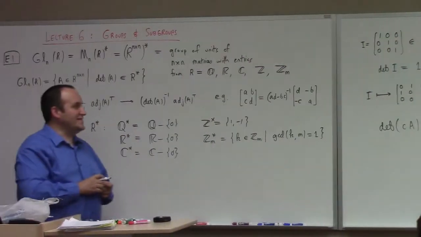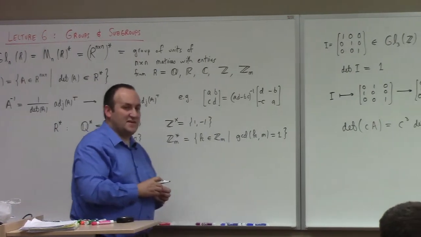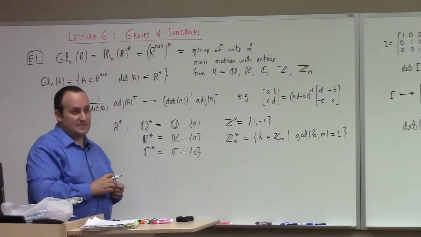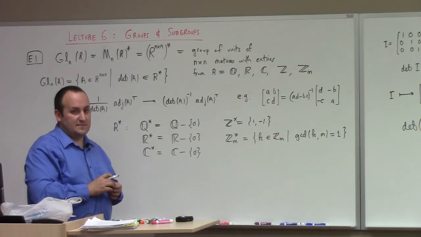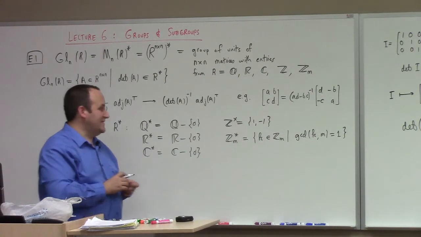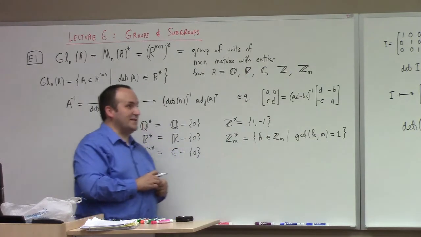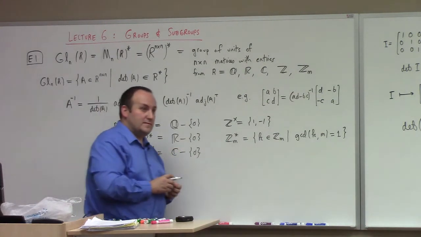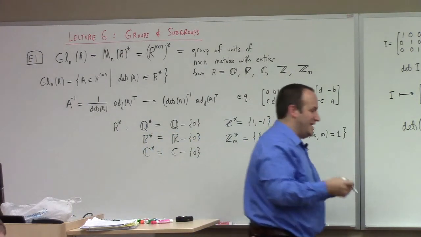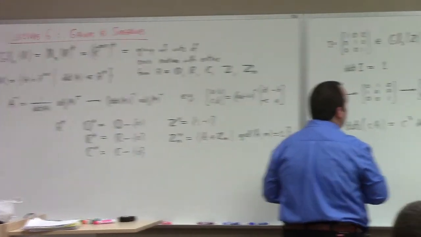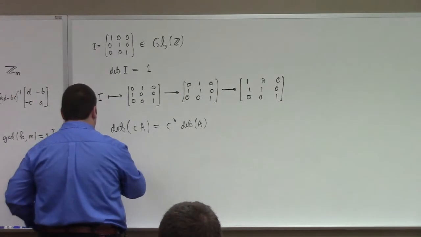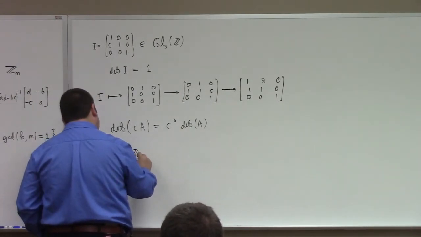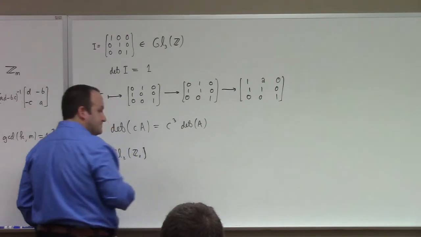So how big is GL3Z? What's the size of GL3Z? I mean, Z star may only have 2 things in it, but GL3Z, it looks to me like it's got a lot of things, doesn't it? Keep adding rows forever. Yeah, it's going to be countably infinite. On the other hand, if we were to look at GL2 Z2, well, that's going to be finite.